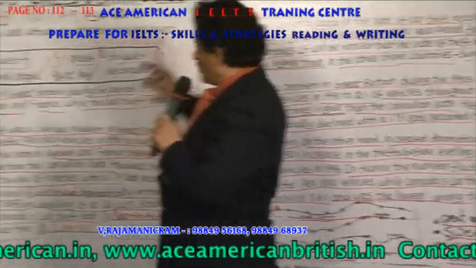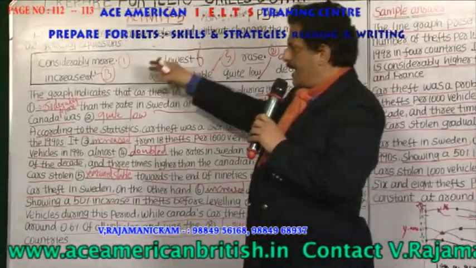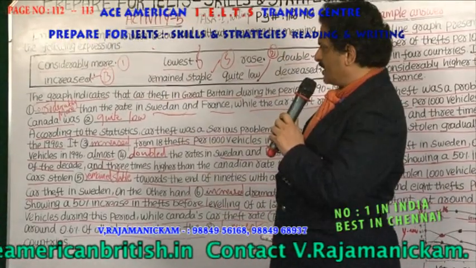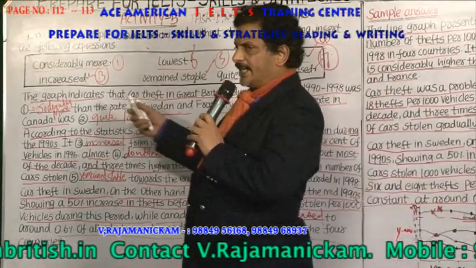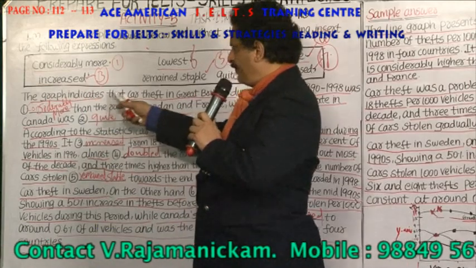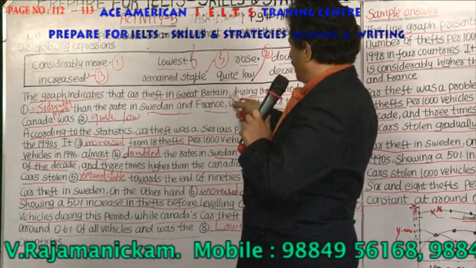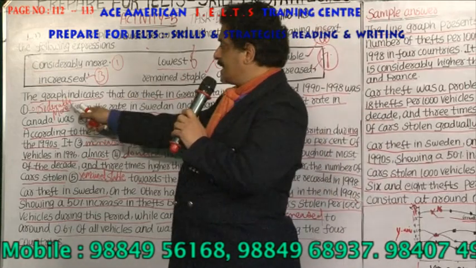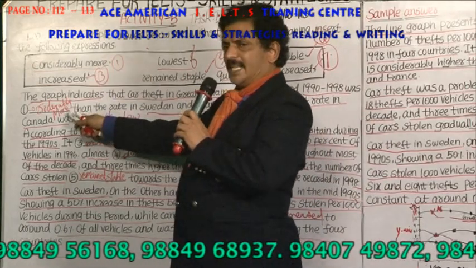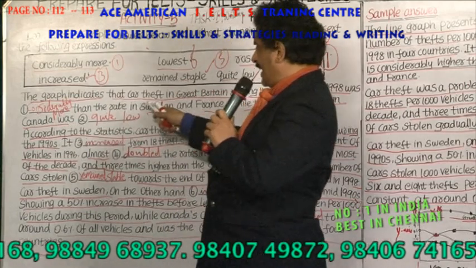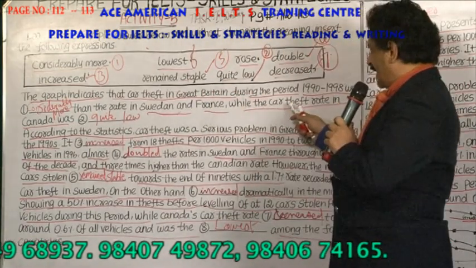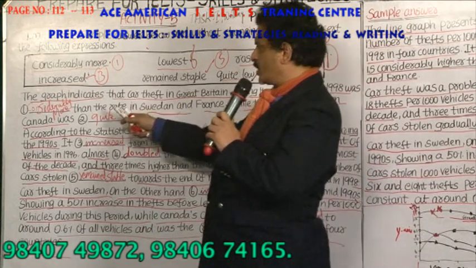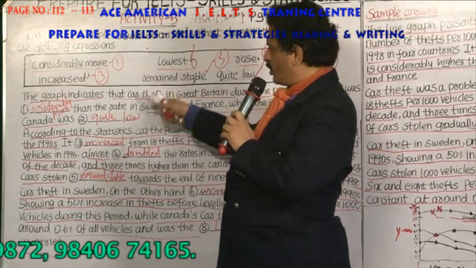ஸோ இங்க பாக்ஸ் கொடுத்திருக்கிறோம். இந்த வார்த்தைகளை வைத்து கோடிட்ட இடத்தை நிரப்ப வேண்டும். The graph indicates that the car theft in Great Britain during the period 1990 was considerably more, குறிப்பிட்ட அளவு அதிகமாக இருந்தது, than the rate in Sweden and France, while the car theft rate in Canada was quite low. கனடா நாட்டிலே ரொம்ப குறைவாக இருந்தது.